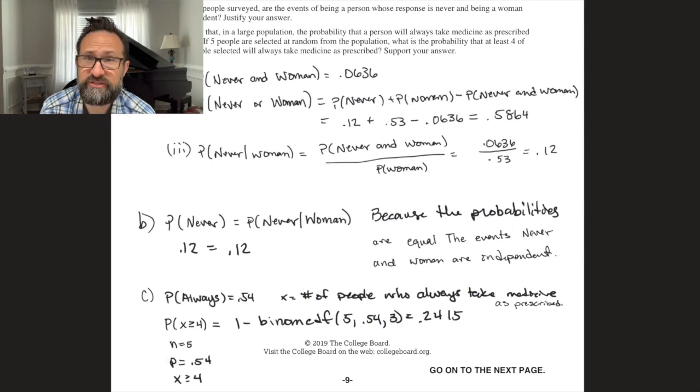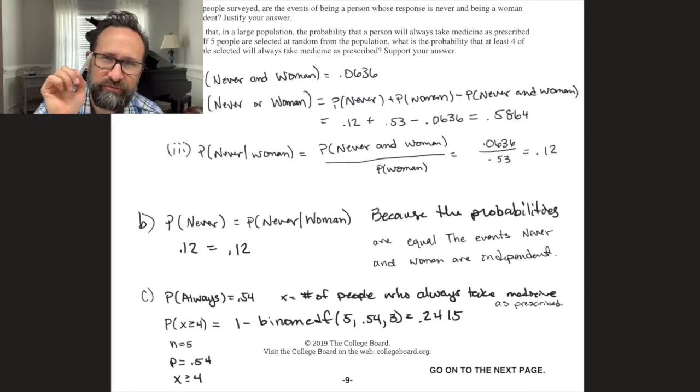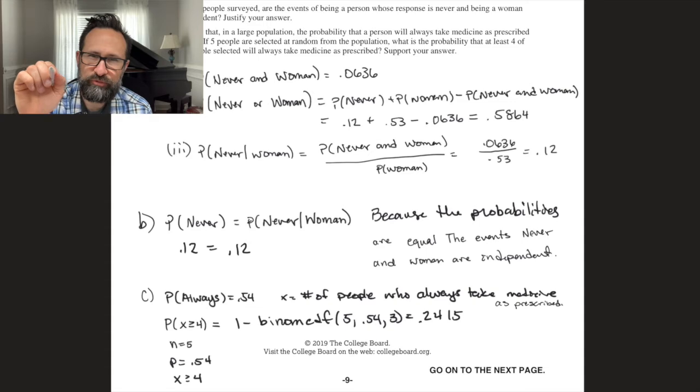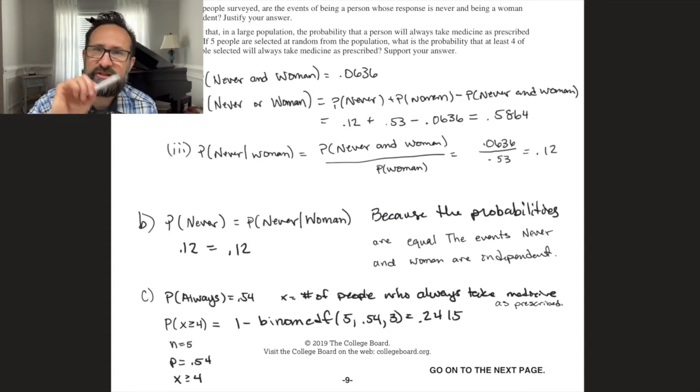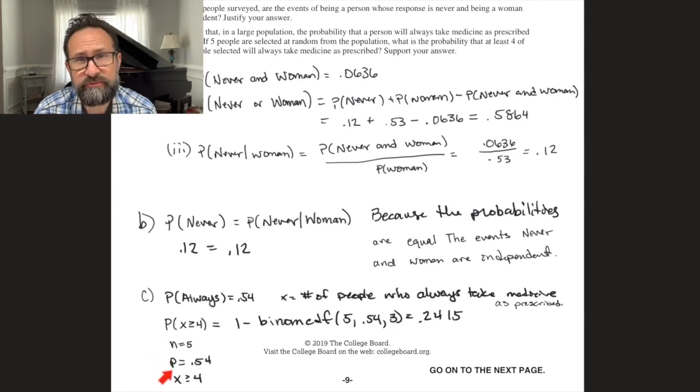Well, let's define a few things. If I'm going to use a calculator function, I need to define what the things are I'm going to plug in. For binomial CDF, that's where we're going, n is the number of people, x is the number of people always taking medication, and p is the probability of success. In this case, I define those: my n is 5 people total. I'm using p of 0.54, and I have x is greater than or equal to 4, right? And I went ahead here and I wrote out exactly what x represents in this problem. And then I wrote down the math that I used in the calculator to get the correct answer.